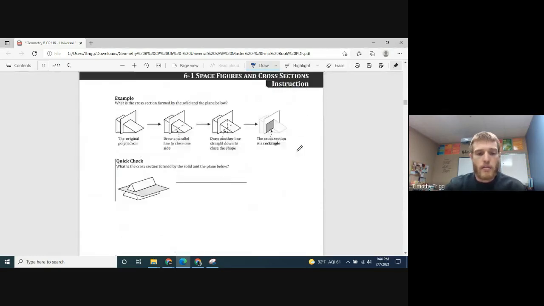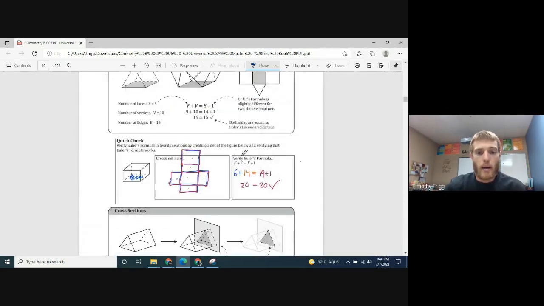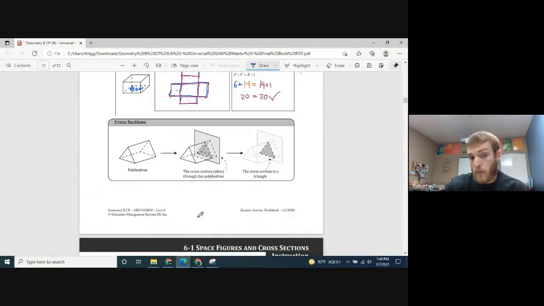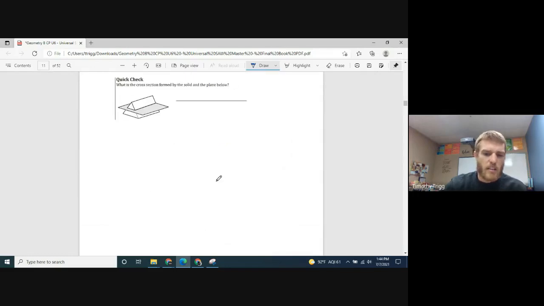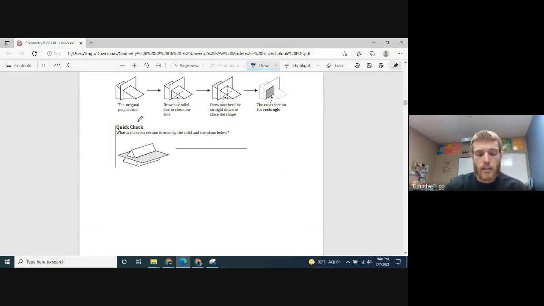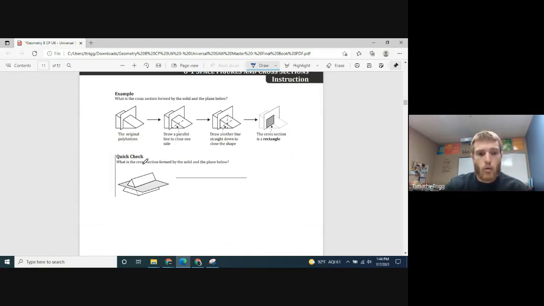Next, let's actually, after we've done this example here, let's take a look at page 9 here. So let's look at this quick check here. So a cross section is what they're talking about here. That's basically if you take a three-dimensional shape and you cut it. So here they've got a triangular prism and they've cut it with this plane here, right? So you could see what the cut would look like would be this rectangle here.